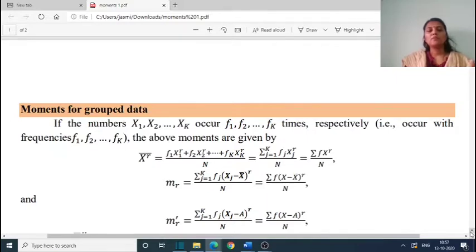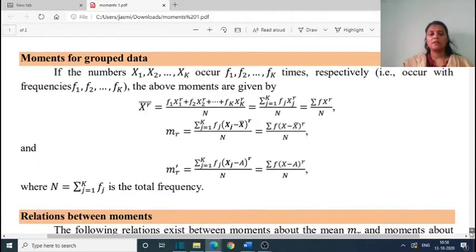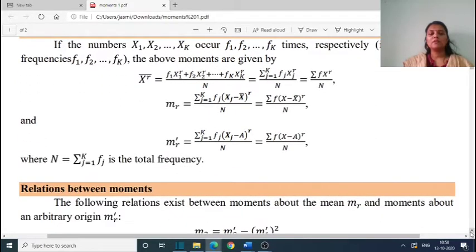Now the moments from the arithmetic mean x bar, which is equal to sigma j equal to 1 to k fj xj minus x bar all raised to r by n, which we can write as sigma f into x minus x bar all raised to r by n. Now mr dash, moments from an arbitrary capital A, is equal to sigma j equal to 1 to k fj into xj minus A all raised to r by n, which is equal to sigma f into x minus A all raised to r by n, where n is equal to sigma j equal to 1 to k fj, the total frequency.